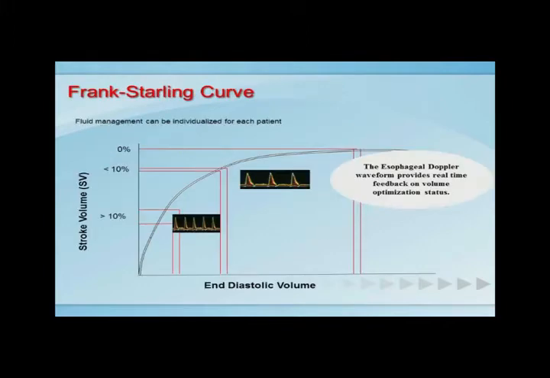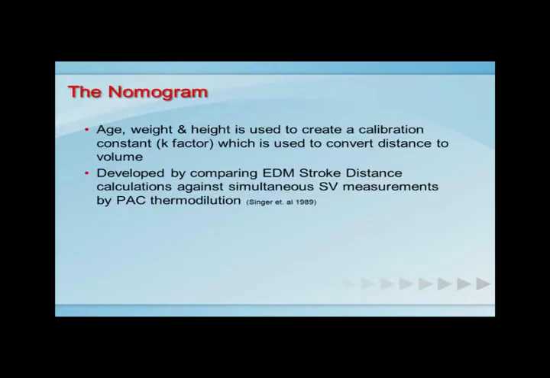The key to utilizing this monitor is that fluid management can be individualized to each patient utilizing the Starling curve to safely deliver intravenous fluids to optimize stroke volume. The esophageal Doppler utilizes a nomogram based on age, weight, and height to create a calibration constant, or K-factor, which is used to convert distance to volume.